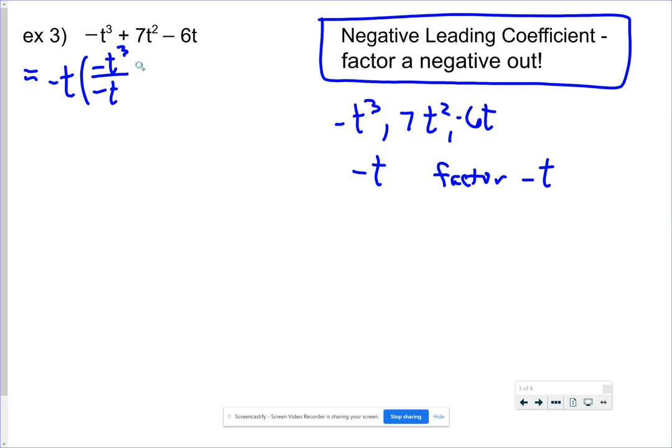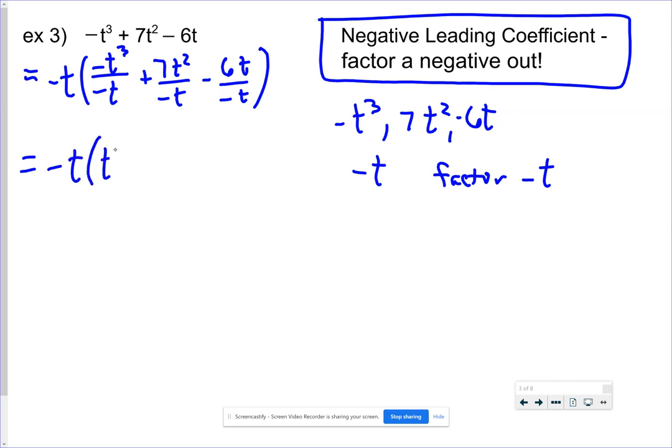Think about it. Negative divided by negative is going to be positive. So we're taking the negative out and we're taking a t out. We're going to have a t squared left. We're taking a negative and a t. We're taking out a negative and a t. Look at what happens.